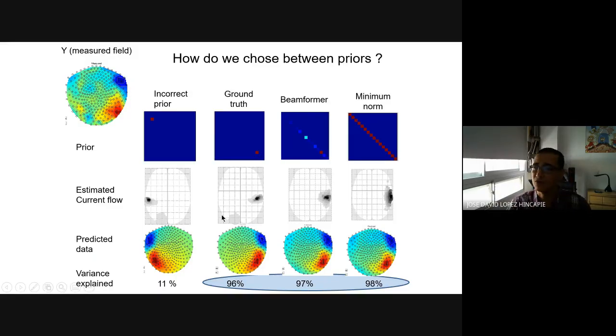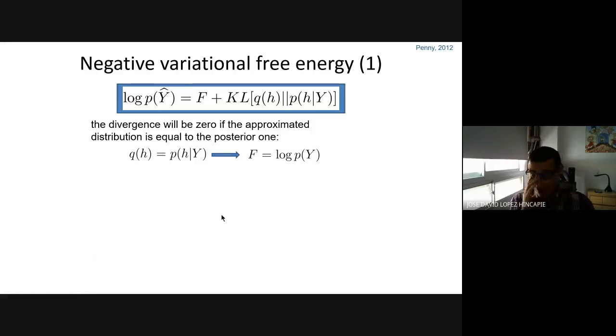So how can we solve this problem? We suggest you use the negative variational free energy. I told you that we don't have the evidence, but we can get close to it. First, it's the log evidence that we are looking for. And the log evidence can be explained with two elements: the free energy F and the Kullback-Leibler divergence, KL. The divergence KL is always positive or 0.